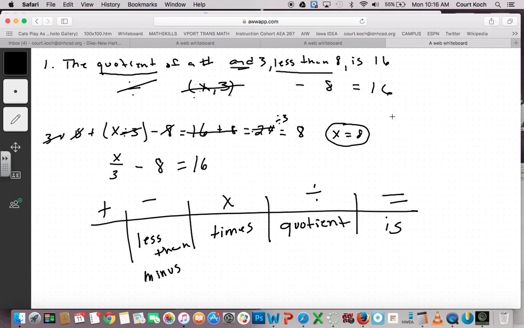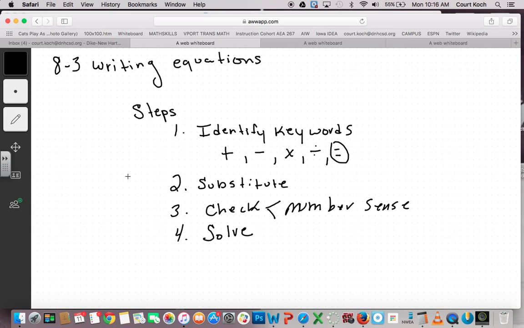Your homework is, we did 1, so you're going to do 2 through 20 on page 341 to 342.